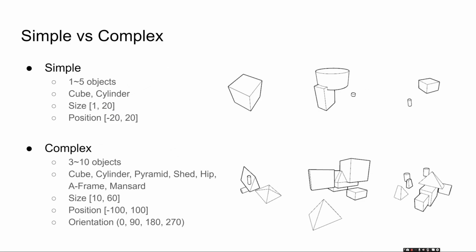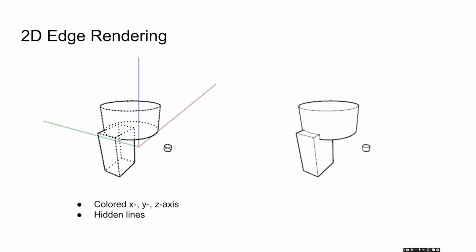I made two datasets, a simple one and a complex one. The simple dataset has only cubes and cylinders and has fewer objects in each scene. The complex dataset has more objects and different types of shapes, and it also includes orientation. For the 2D image, I rendered multiple edge maps for each scene, and there are two types of them, where the more informative one shows a colored XYZ axis as well as the hidden lines.